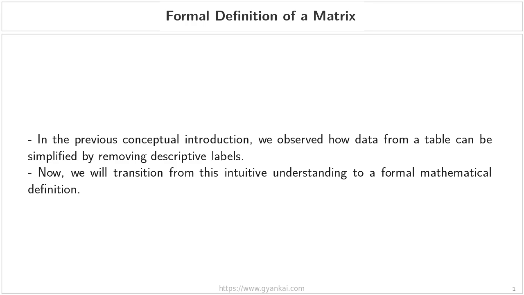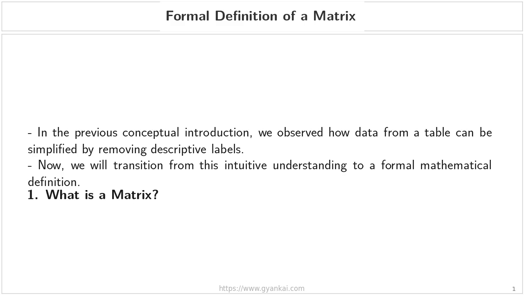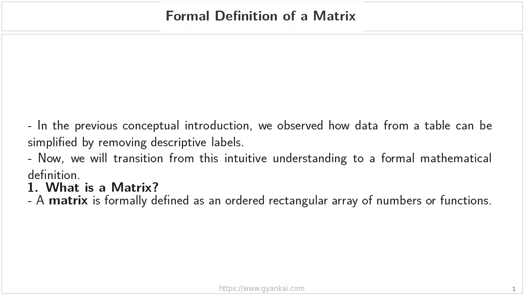Hello everyone. In our previous conceptual introduction, we observed how data from a table can be simplified by removing descriptive labels to focus purely on the numerical values. Now, we will transition from that intuitive understanding to a formal mathematical definition. Let us begin with the primary question: what is a matrix? Formally, a matrix is defined as an ordered rectangular array of numbers or functions.